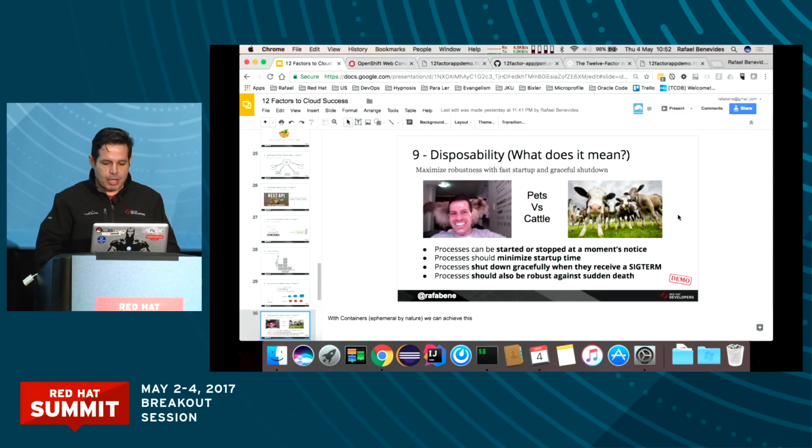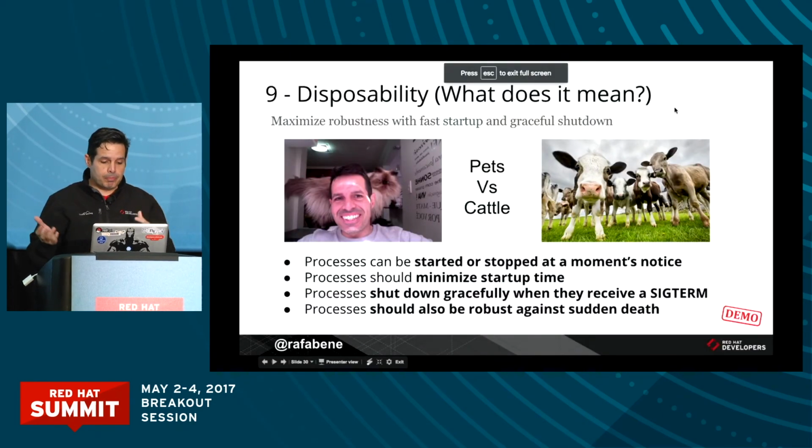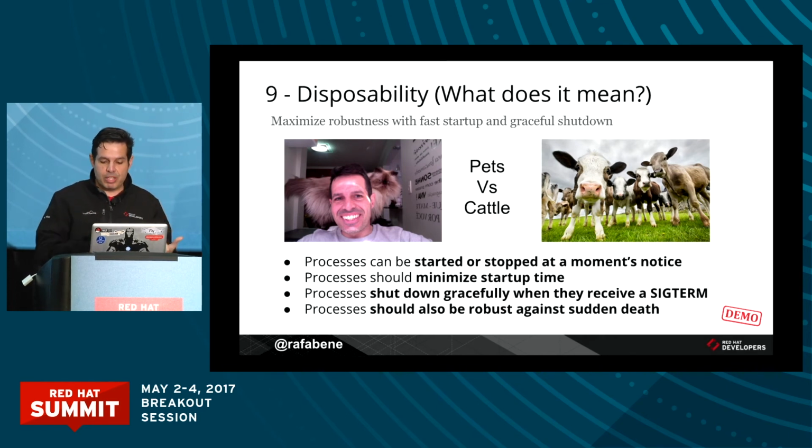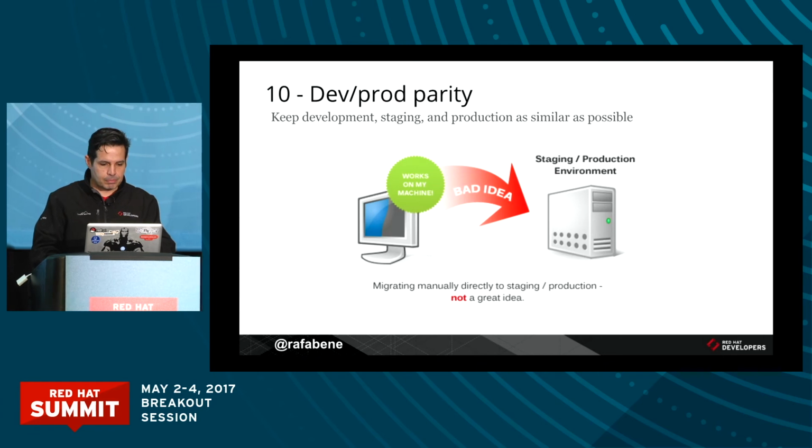So processes can be started and stopped at any moment. Processes should minimize startup time, shut down gracefully when they receive SIGTERM, and should also be robust against sudden death. So that's it for disposability. What about dev to prod parity? Keep your development stage and production as similar as possible. Of course, this seems so trivial, but even nowadays I saw some companies performing deployments physically.